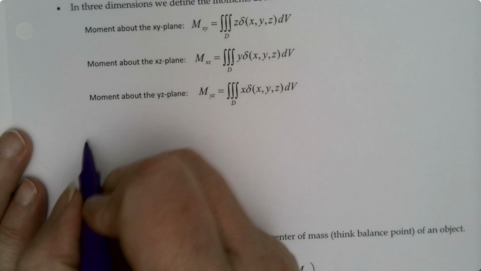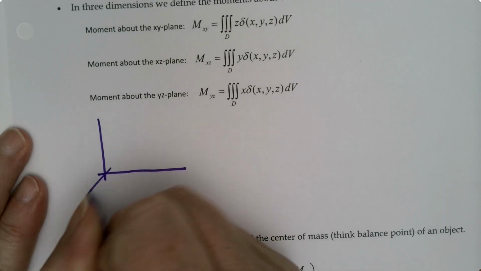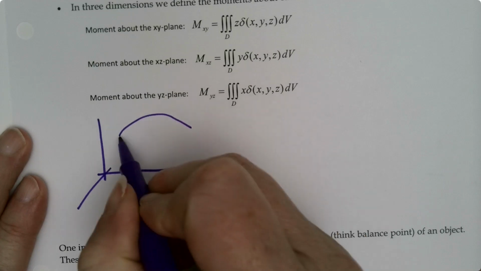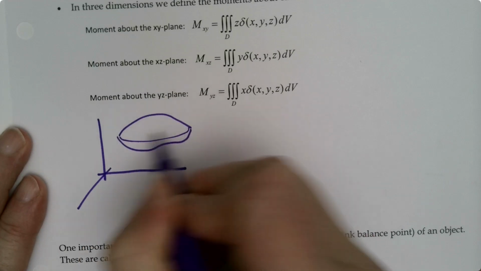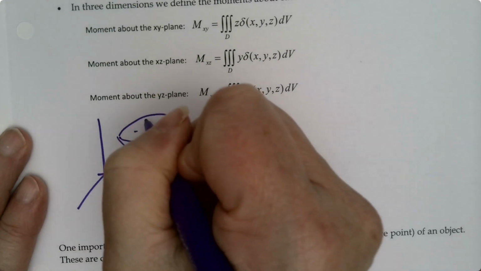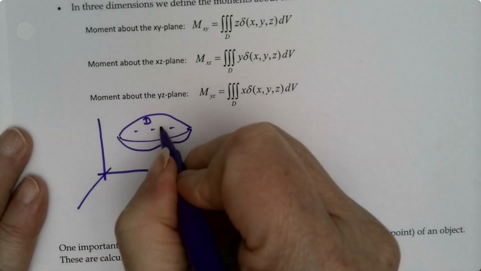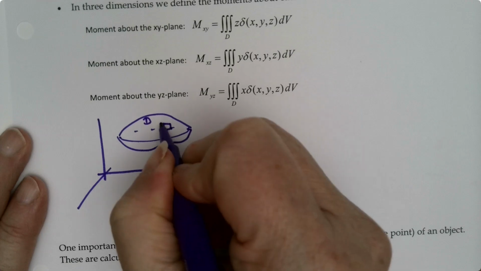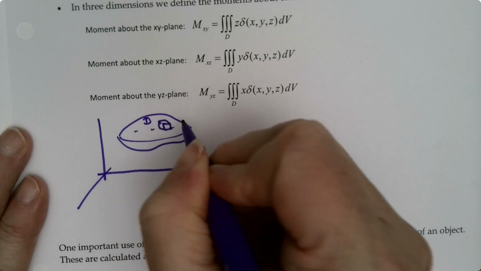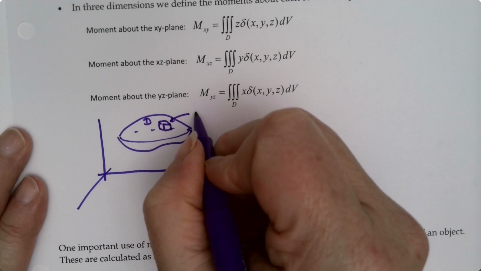Okay, so you imagine you have some solid, something with some kind of depth. So here's your solid D. And you have, instead of a square, a cube. dV is the volume.